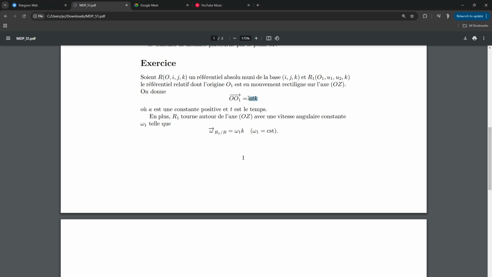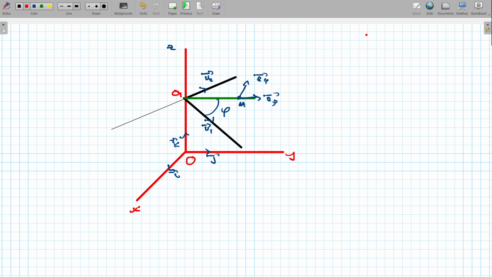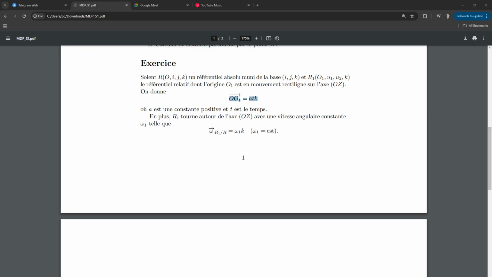The vector OO1 is equal to at k. So this expression here is a distance from the origin of the reference frame that is fixed to the origin of the reference frame that is moving. So that is the distance. We have that distance like so.